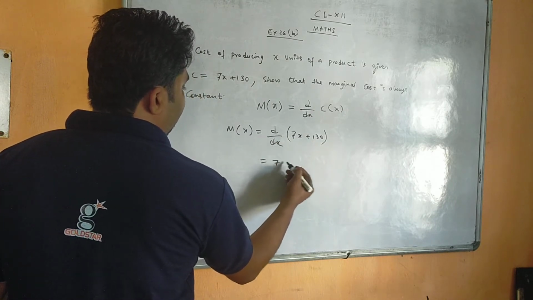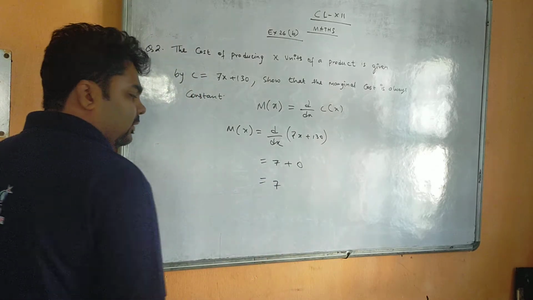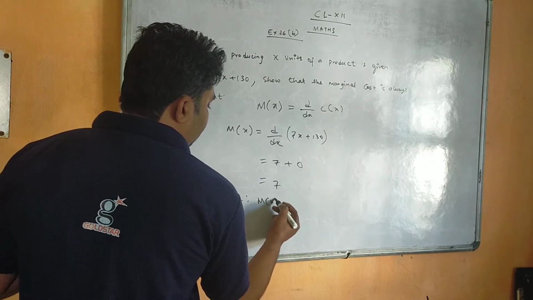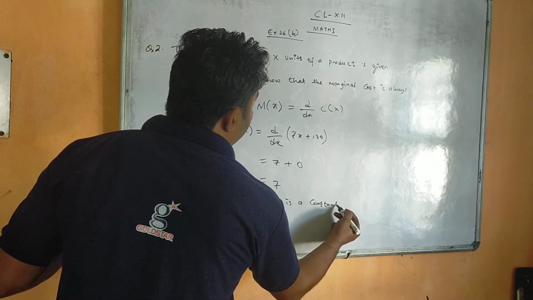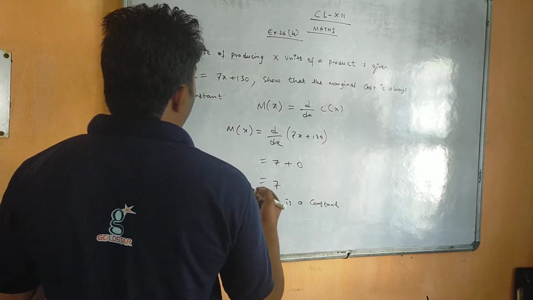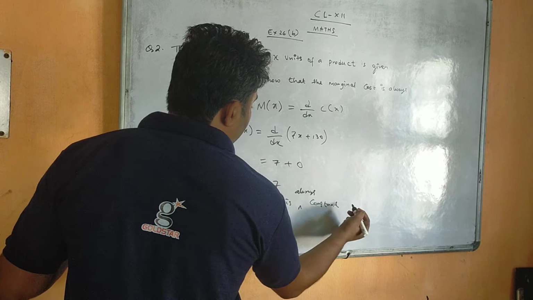d/dx of 7x is 7, plus d/dx of 130 is 0. So what are we getting here? 7 is a constant. Therefore M(x), or the marginal cost, is a constant. Okay, it is always constant.